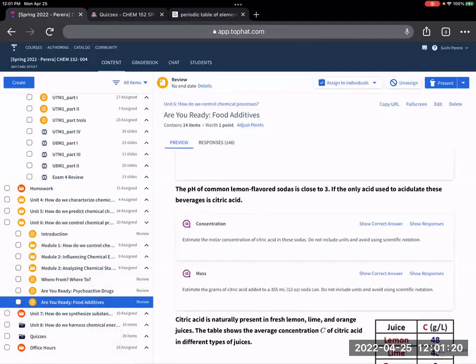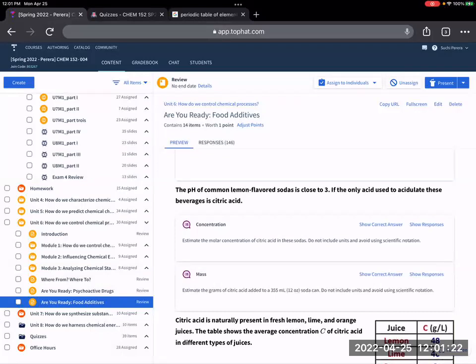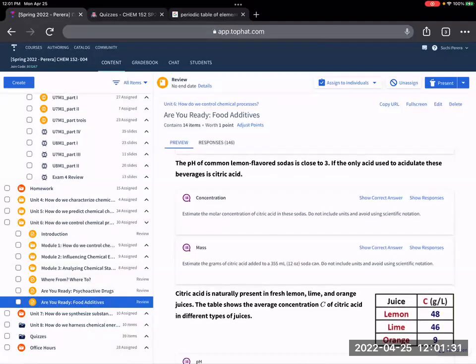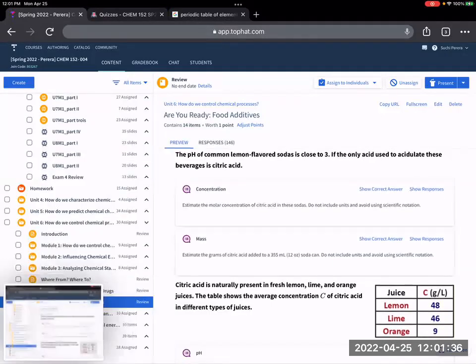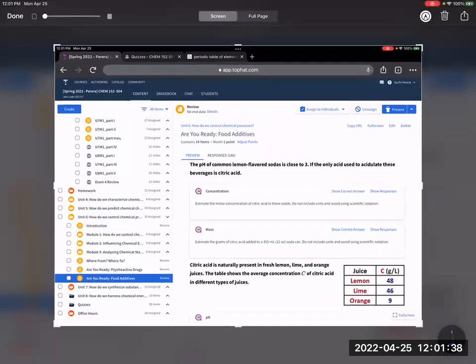All right, second question. The pH of common lemon flavored sodas is close to 3. Okay, and then let me see, we can do two questions here at the same time. You are given the pH. So this is your pH. The pH is 3, meaning the H3O plus concentration is 10 to the power of minus pH, which is 10 to the power of minus 3.